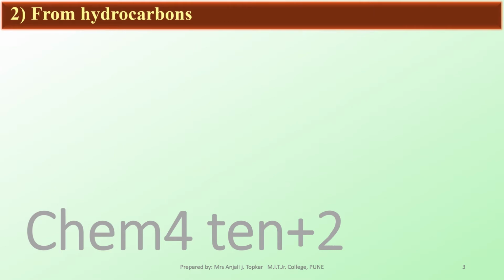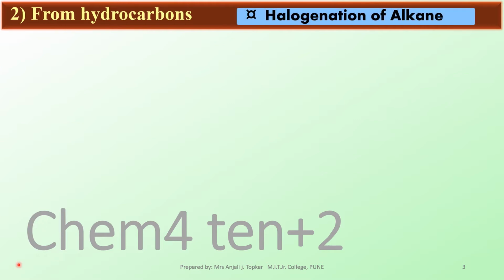Now we are going to understand how to prepare alkyl halides from saturated hydrocarbons. The hydrocarbons here we are going to use are saturated hydrocarbons. Halogenation of alkanes. As we know, alkanes are saturated hydrocarbons. So we are going to see halogenation of alkanes and we are going to prepare alkyl halides.